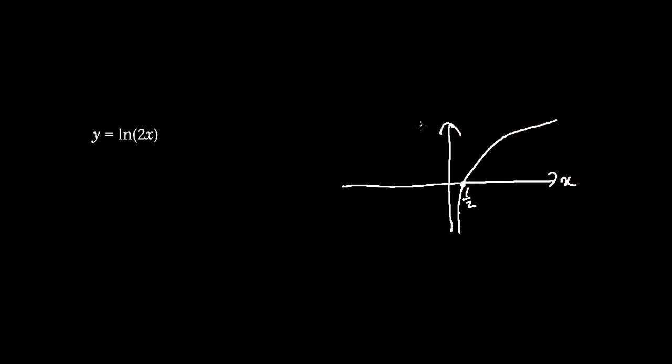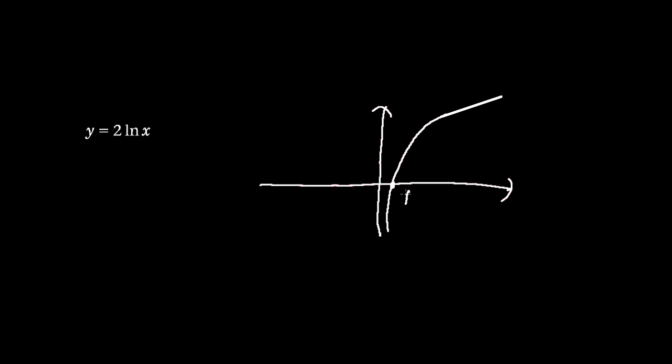The first example is y equals ln 2x. So it is going to be the same as y equals ln x. The only difference is that it's going to cut the x-axis at the reciprocal of the coefficient, which is half. So this will be 1/2.